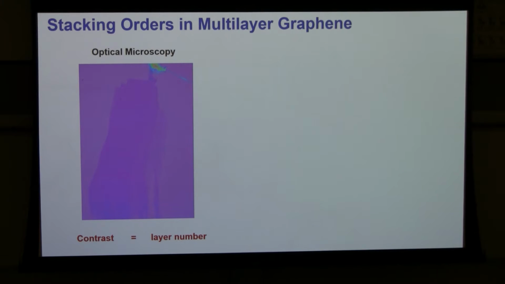Okay, so here is an optical image of a tape exfoliated graphene. And obviously there are regions with different contrast, and in the visible light illumination you can build a direct correlation between the contrast with the substrate and the number of layers. Okay, if you measure the optical contrast, it takes discrete values that tell you how thick it is.